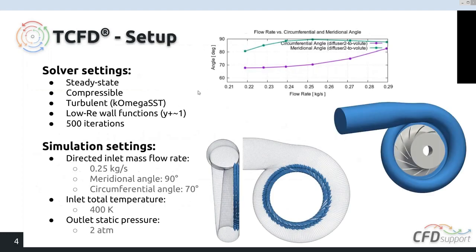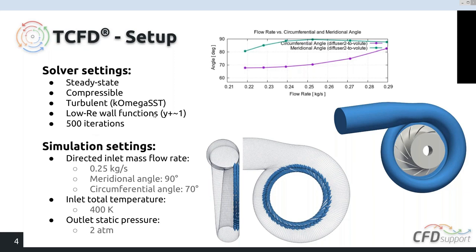So if we move to the particular setup for our volute example: the volute is a part of the compressor geometry. So the solver setting is as follows. It is a steady state solver for compressible, turbulent flow with the standard k-omega SST turbulence model. The mesh generated by GridPro has a very fine boundary layer, so we can employ the low Reynolds wall functions, and each iteration of the design loop will take up to 500 iterations.